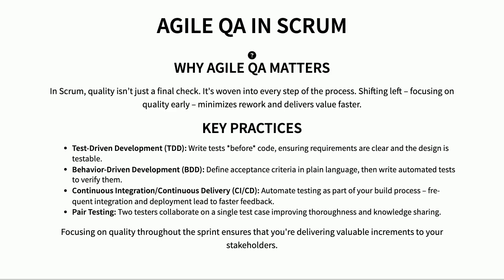Then there's behavior-driven development, which means defining exactly how the software should behave and then creating automated tests to make sure it does. Continuous integration and delivery is also key. Automating testing as part of our build process means we get feedback quickly. And don't forget pair testing, where two people test together, improving the quality and knowledge transfer. By prioritizing these practices, we ensure that each sprint delivers real value for the users.